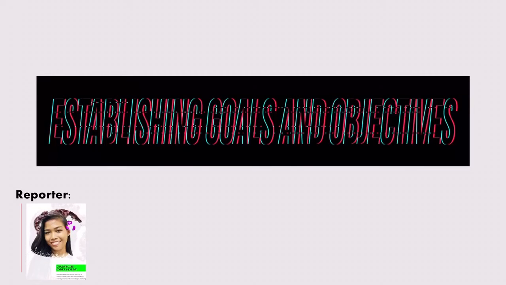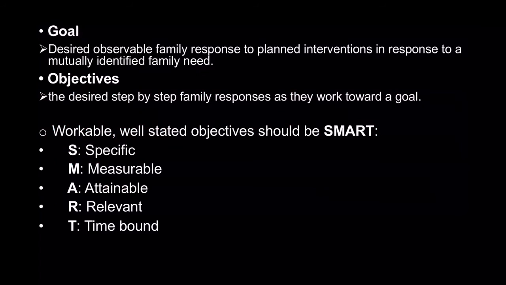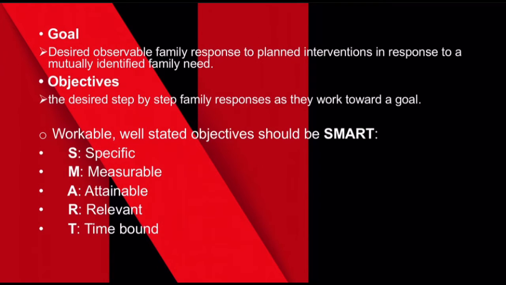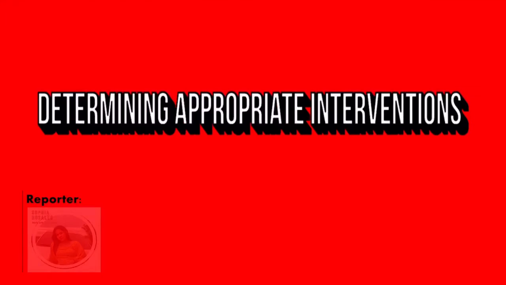Establishing goals and objectives. The main goal of family health nursing is the desired observable family response to planned interventions in response to a mutually identified family need. While the objectives are the desired step-by-step family responses as they work toward the goal. So workable, well-stated objectives should be SMART, which stands for specific, measurable, attainable, relevant, and time-bound.